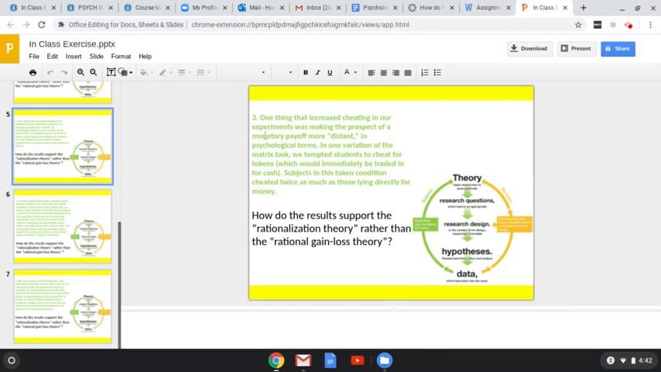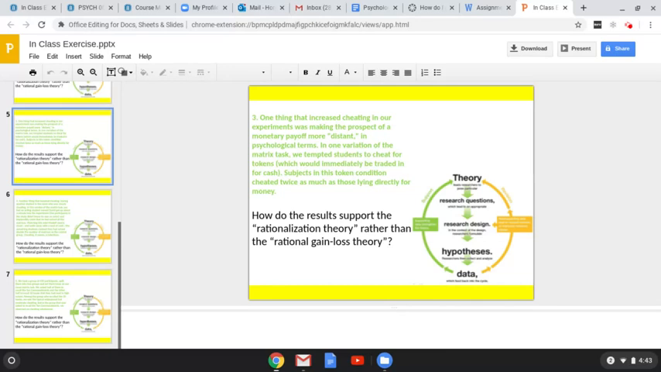So number 3 says, one thing that increased cheating in our experiments was making the prospect of a monetary payoff more distant. So instead of getting paid right away, you'd get a token, which could then be used to later be exchanged for money. So you're not getting money right away. It's almost like getting a certificate or a token, right? A coin that can be used to turn in for money later.